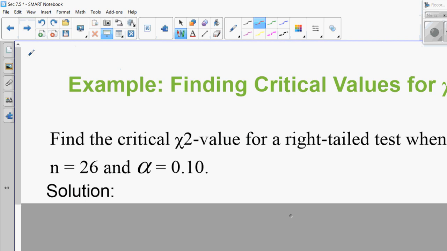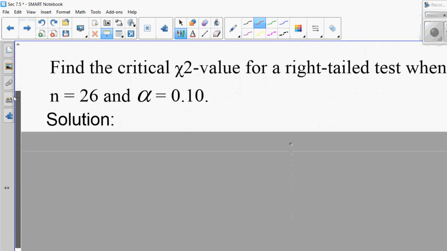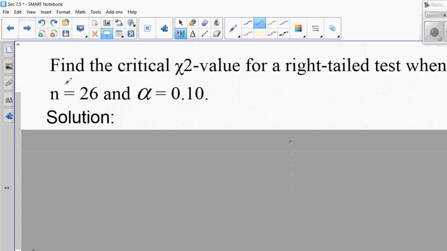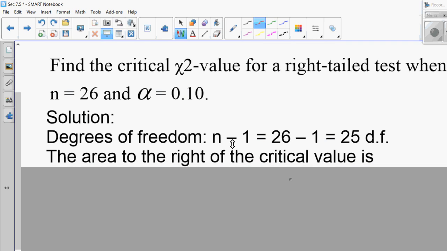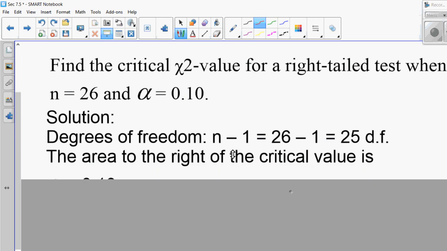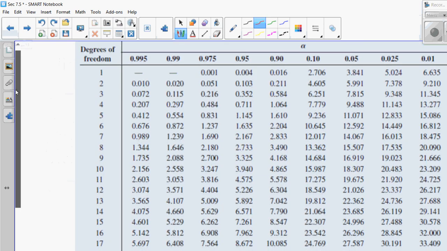Let's find the critical value for chi-squared for a right-tailed test of 26 with 0.1. So degrees of freedom is 25. The right is the critical, so we can just look up 0.1 in our chart. So if we go back to our chart, our degrees of freedom is 25.